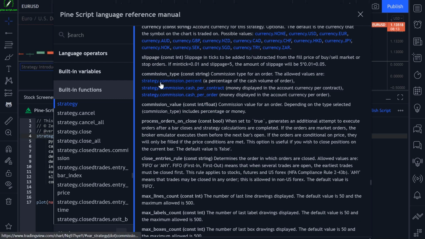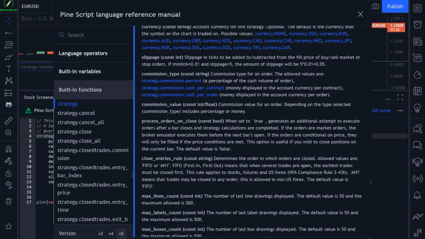So we have commission type. This is a constant string as well. We have strategy.commission.percent, so that's a percentage of the cash volume of the order. Then you can have a fixed amount of money per contract. And then you could have a fixed amount of money per order. For example, I have a stock account with a stockbroker called Self Wealth. They charge me $10 or $9.95 per trade. Doesn't matter how big or small that trade is. It's a fixed per order amount.